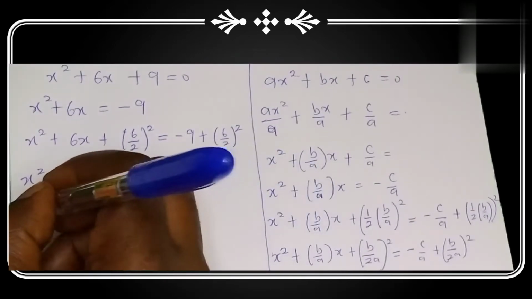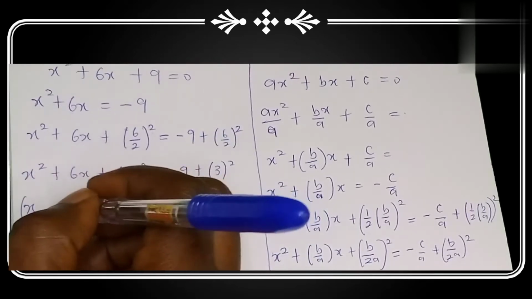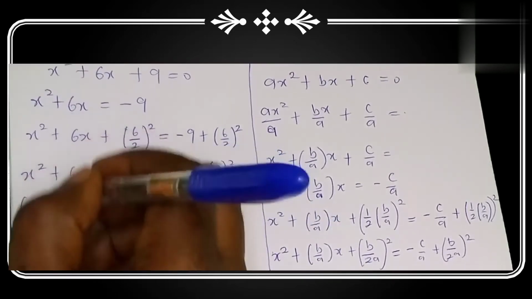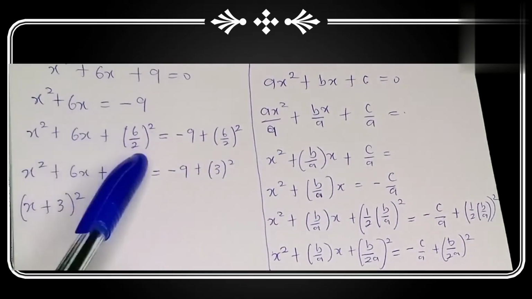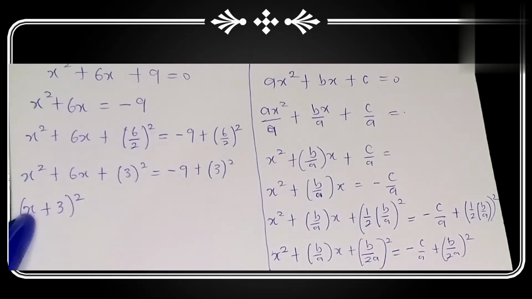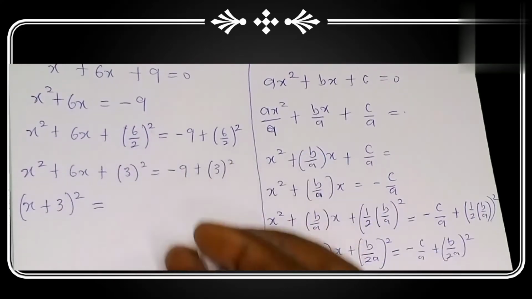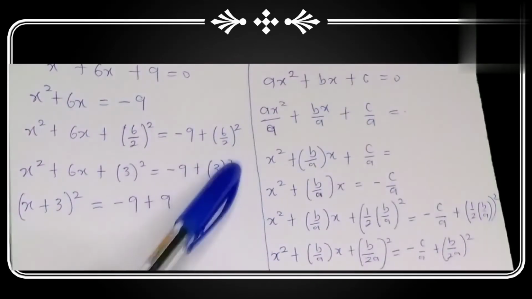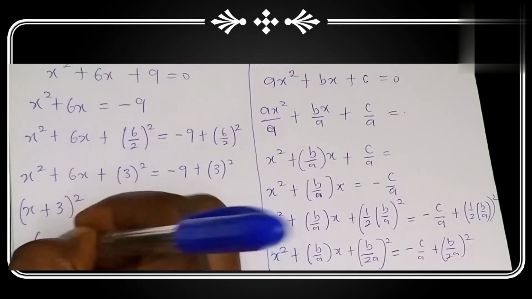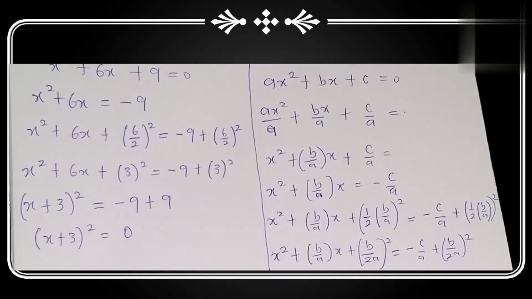Now we have x squared, or we say x into brackets plus, you pick this plus, then you pick the 3, all squared. Since we have x squared here and 3 squared here, we just carry this one and carry this one and cover them with the square. Then we have minus 9 plus 9. 3 squared is 9. So we have x plus 3 all squared equals minus 9 plus 9 equals 0.